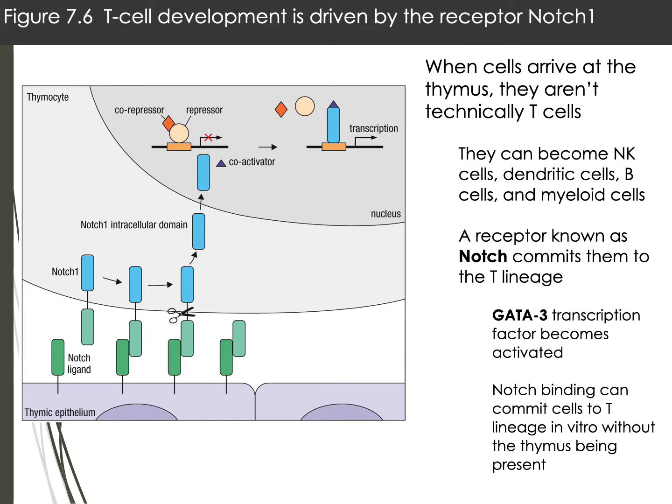So with expression of Notch1, we also get GATA3 transcription factor being activated, and that causes a whole bunch of signaling pathways being activated and transcription of different genes that allow for expression of those proteins that are critical for the T cell rearrangement events.